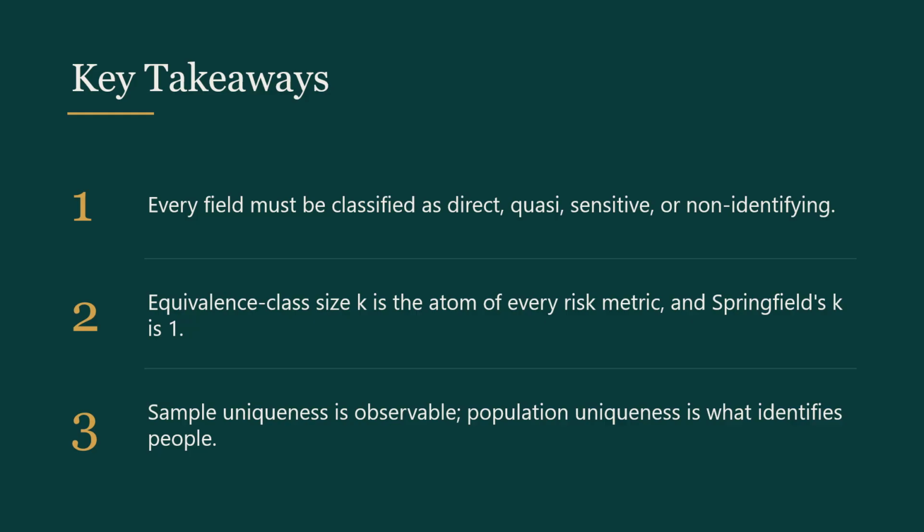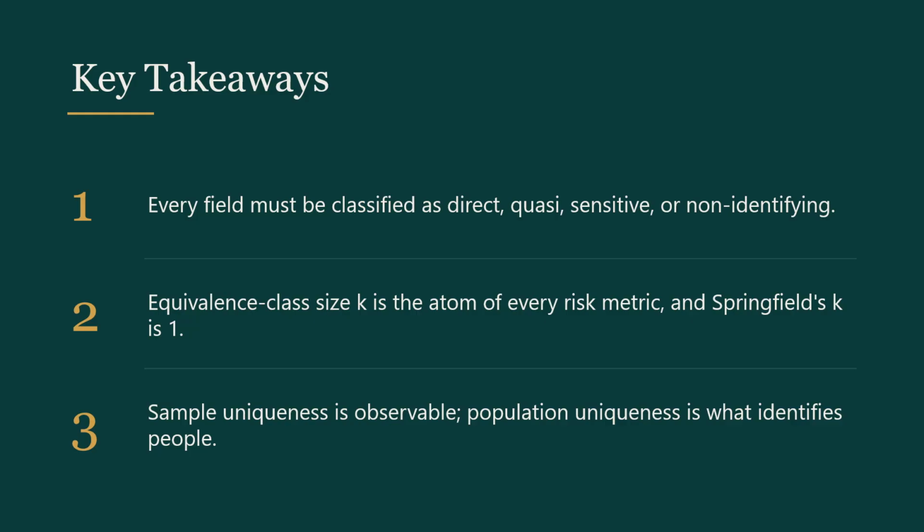Second, the equivalence class is the atom of risk measurement. Fix the quasi-identifier set, sort, group, count, and read off K. Springfield gives us 9 classes, 8 of them singletons, a minimum K of 1, and the sobering discovery that age alone was doing nearly all the work, while adding admit date made every single record unique. The probability of picking the right record within a class is at most 1 over K, and everything beyond that sentence belongs to the adversary models in video 8.